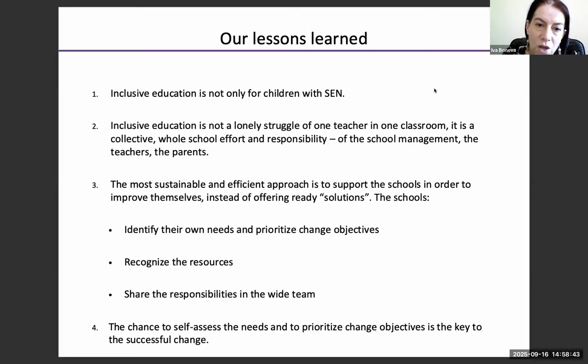And then we also learned, because we tried different approaches, that the most sustainable and efficient approach to support schools in order to improve themselves is not offering ready solutions. We cannot offer them anything that is a recipe. They have to get there themselves. The schools identify their own needs and prioritize objectives for change. They recognize the resources they have and they have not, and they share responsibilities in the wide team. And actually, we found out that the chance to self-assess the needs and to prioritize change objectives is the key to the successful change.